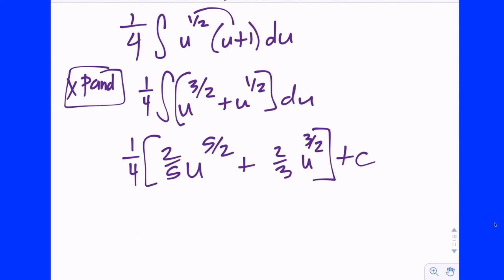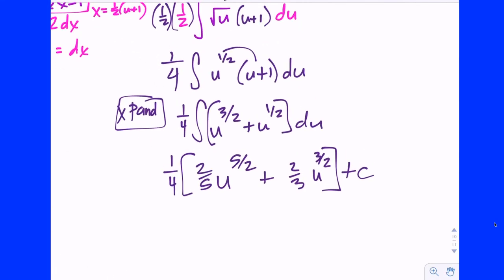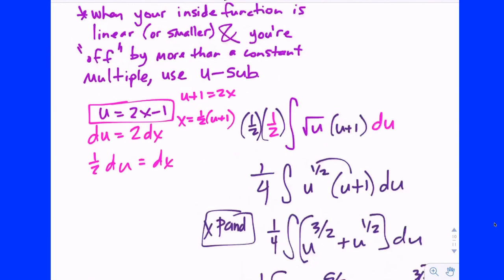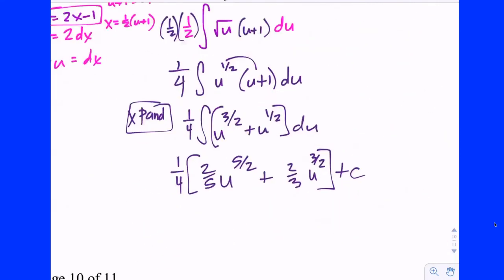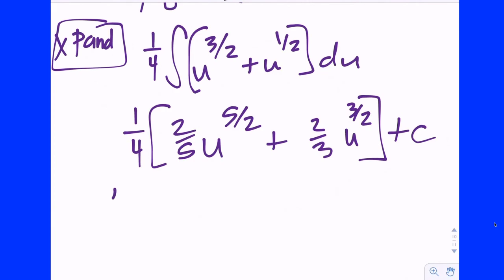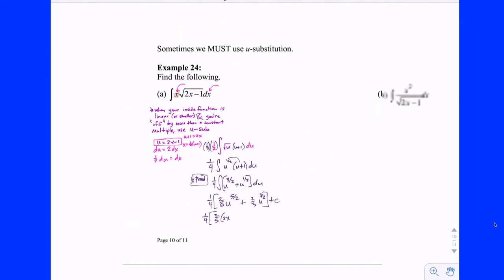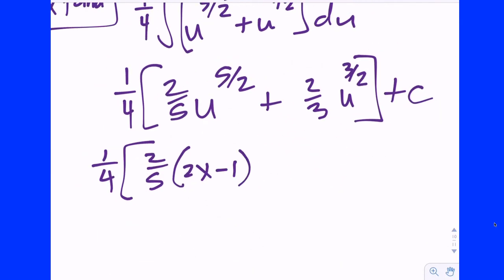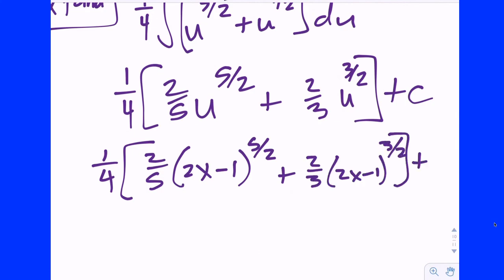Can I stop there for an indefinite integral with u-sub? No. If it were a definite integral and I had changed my intervals of integration from x's to u's, then I could have plugged in and evaluated it in terms of u. But I do have to plug back in. What is u? 2x minus 1. So you get 1/4, 2/5, 2x minus 1 to the 5/2 plus 2/3 times 2x minus 1 to the 3/2 plus c.